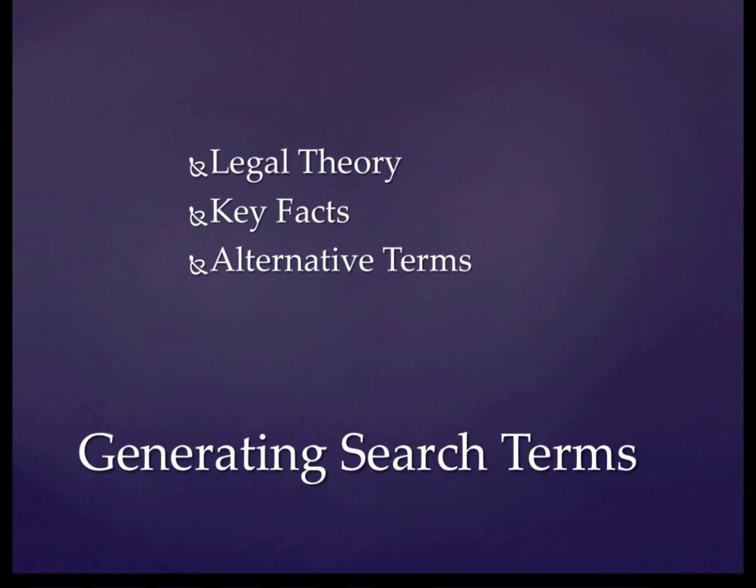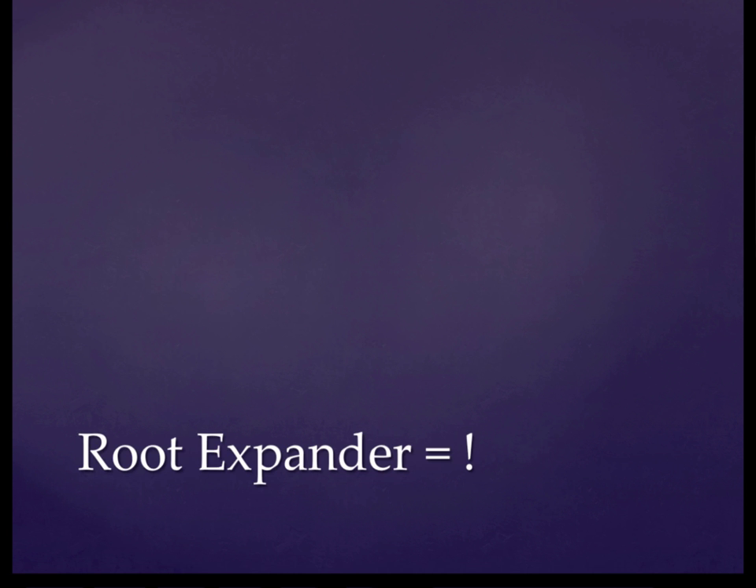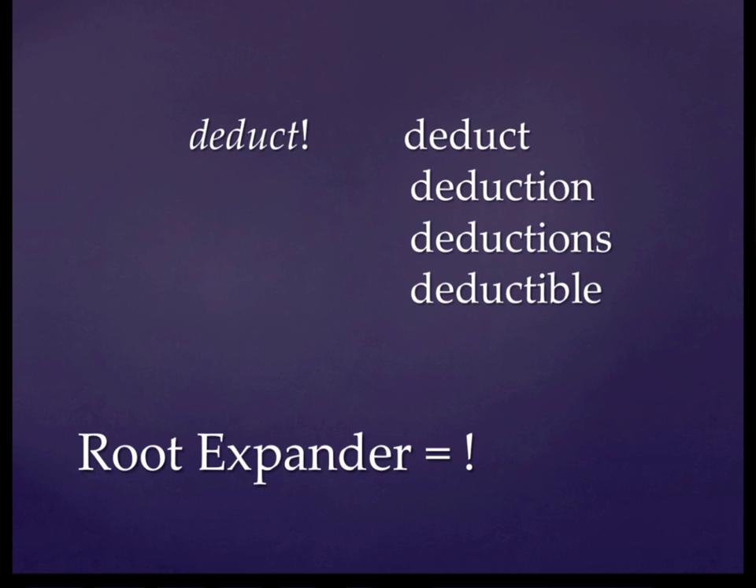Let's look at the specific search terms we might use for our hypothetical problem. It is useful to list the search terms in columns and then provide alternative terms underneath. As you can see here, junior college is an alternative term for community college, and tuition is an alternative term to expense. Now, for some terms, you will need to find alternative forms of the word. The root expander, represented by the exclamation point on both Lexis and Westlaw, locates grammatical variations in words. So, if we enter deduct exclamation point, the search engine will retrieve documents that contain deduct, deduction, deductions, and deductible.